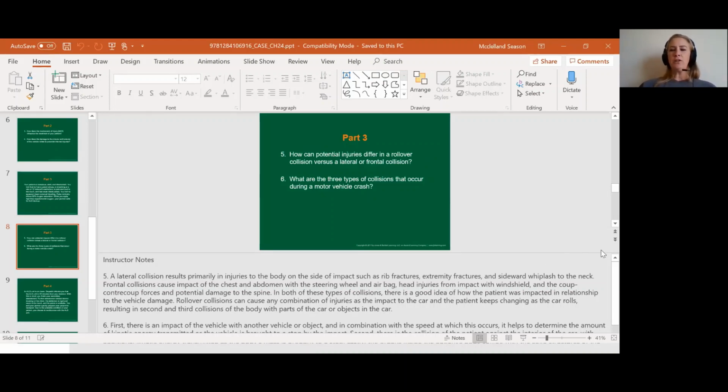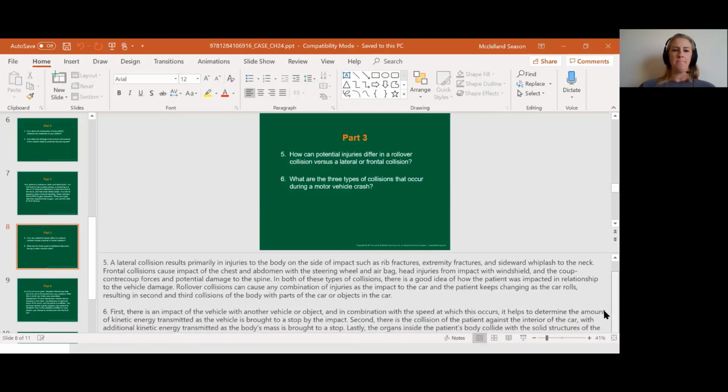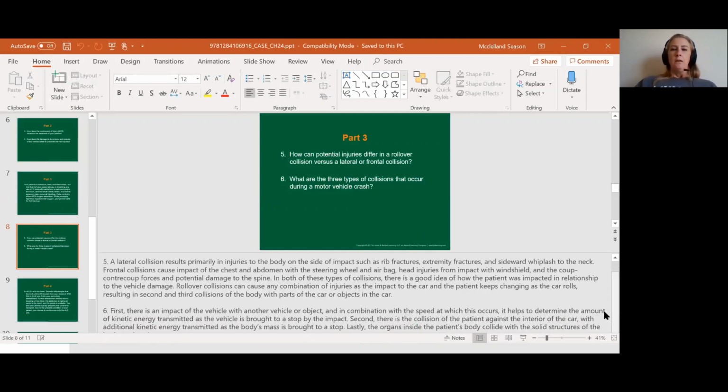How can potential injuries differ in a rollover collision versus a lateral or frontal collision? Well, there's the side to side motion, which will give you whiplash in different ways rather than the front and backwards collision. What is another thing that potentially happens in a lateral collision that is less likely to happen in a frontal collision? Hitting the window, side window.